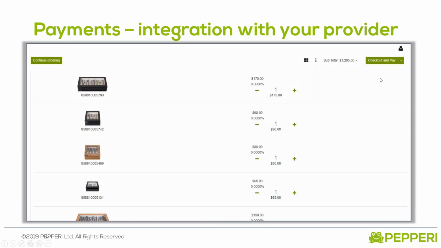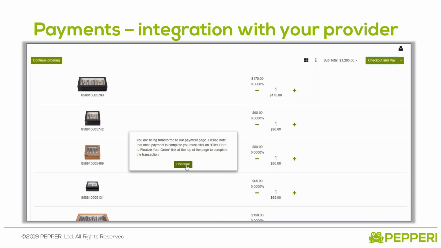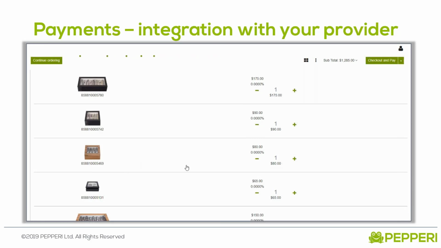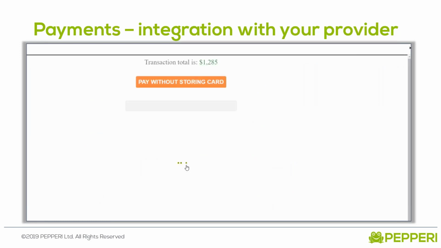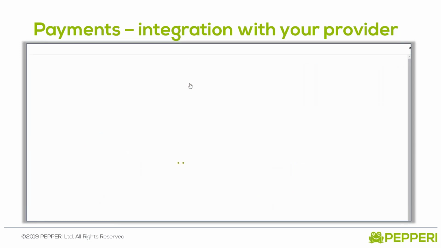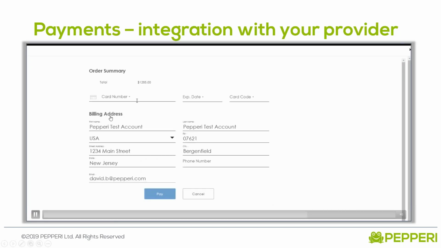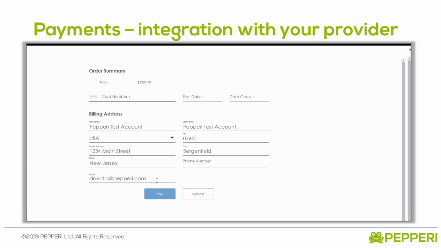Right now, we're still in Pepperi, in a shopping cart, we're checking out. You're being transferred to the payment page, etc. Now, at this point, we are entering the authorize.net interface. You can see here that Pepperi takes the account information and the billing information and fills it in. We send that to authorize.net, and then the user enters their card number and clicks pay. This integration can be done for you by our services department.